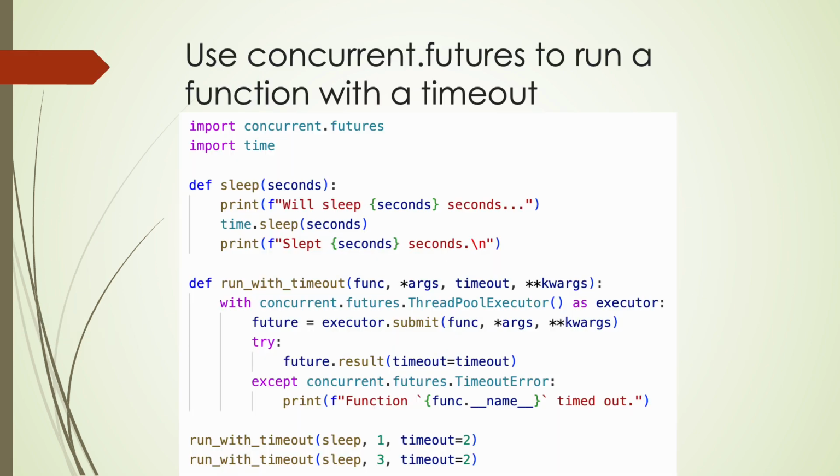We can use a thread to run the function and utilize concurrent.futures to handle the timeout. Concurrent.futures is a modern library to work with threads in Python. We will first write a simple sleep function that sleeps for specified seconds. Then we will run this function using the thread pool executor from the concurrent.futures library. Especially, the result method returns the result of the call that the future represents.